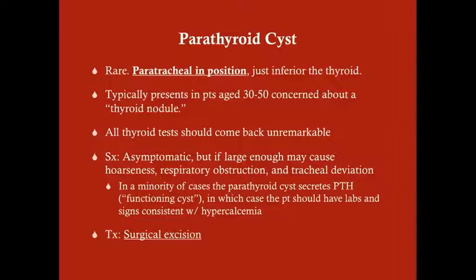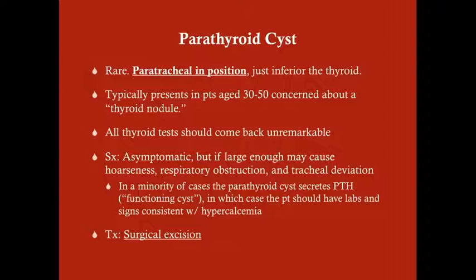Parathyroid cysts are incredibly rare. I think there's only been a few hundred cases described in the US. It's paratracheal in position. It can be on either side, left or right, but it's around the trachea, and it's just inferior to the thyroid. Typically, it presents in patients around 30 to 50 years of age, and it usually comes up as a so-called thyroid nodule just because it's in that position and it's a mass around the thyroid. But all thyroid tests should come back unremarkable because this is not a problem of the thyroid.